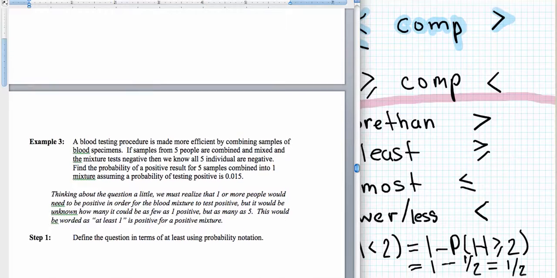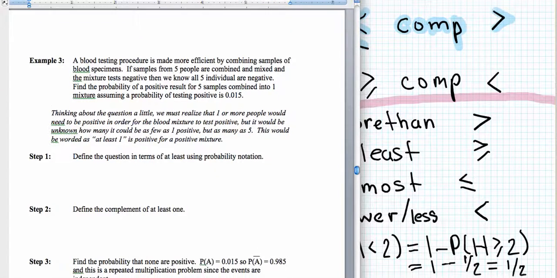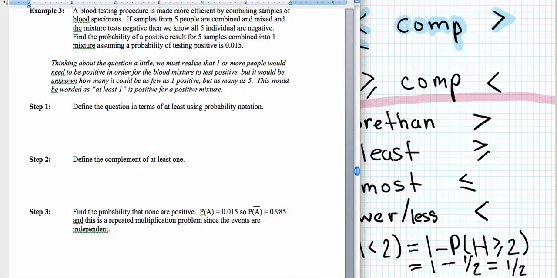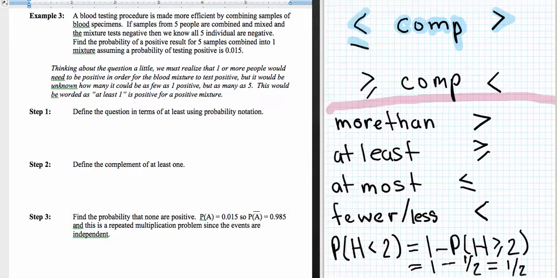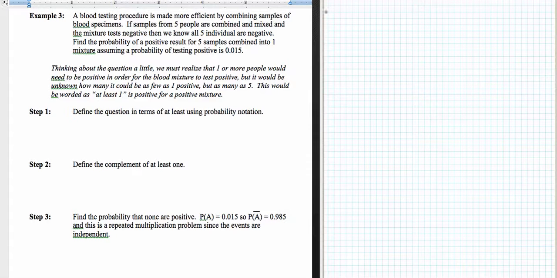Okay, so let's take a look at this next example, and this is one of Triola's book examples. So I like to cover this for Triola especially because it gives you some of this work that we're talking about. So a blood testing procedure is made more efficient by combining samples of blood specimens. If samples from 5 people are combined and mixed, and the mixtures test negative, then we know all 5 individuals are negative. If we want to find the probability of a positive result for 5 samples combined into one mixture, assuming the probability of testing positive is 0.015.